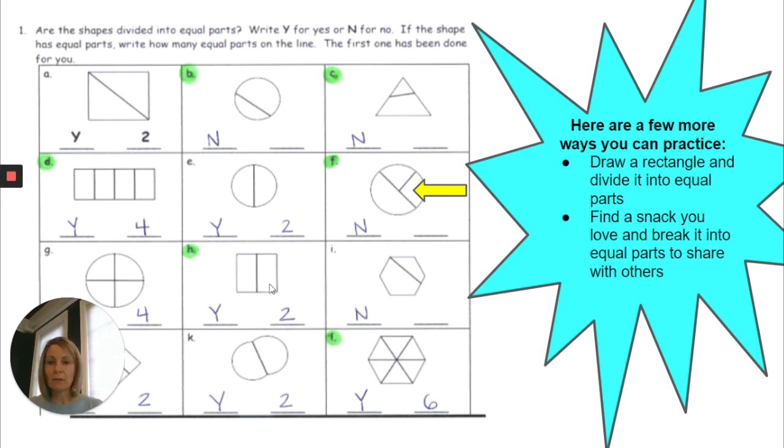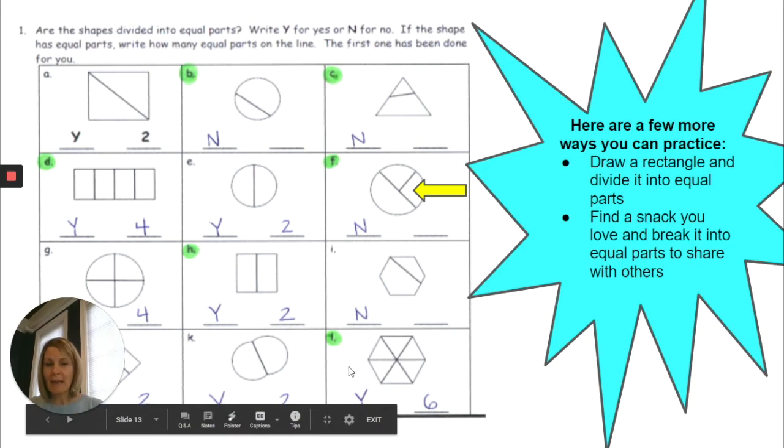So those are not fractional parts. Okay, we can also look at H. H, yes, those are 2 equal parts. And then we can look at L. And L, yes, there are 6 equal parts.